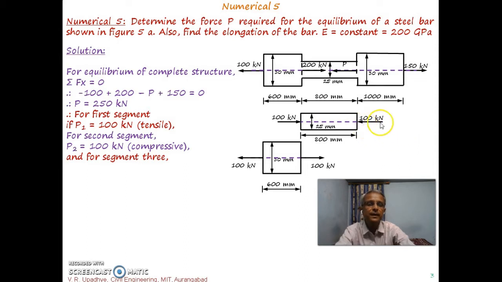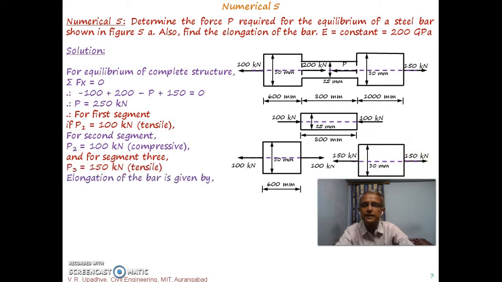And for segment 3, now 100 kilonewton is considered over here, and we have calculated that P force is 250 kilonewton. So what is remaining over here is, out of 250, 100 is considered in segment 2. So for segment 3, 150 kilonewton is remaining. So the free body diagram of that segment 3 will be something like this: 150 kilonewton tensile over here, and in the original structure 150 kilonewton is as it is. So this is tension. So for segment 3, P3 becomes 150 kilonewton tensile.